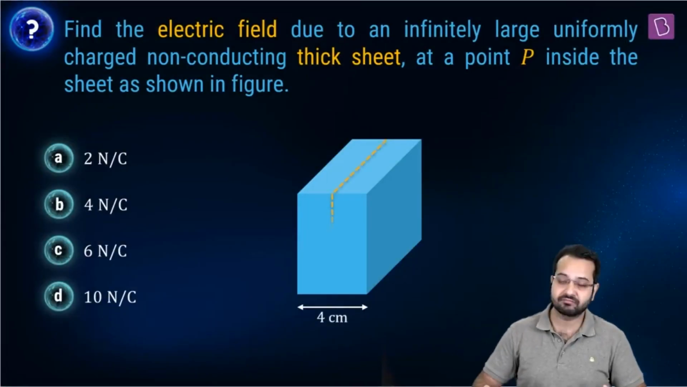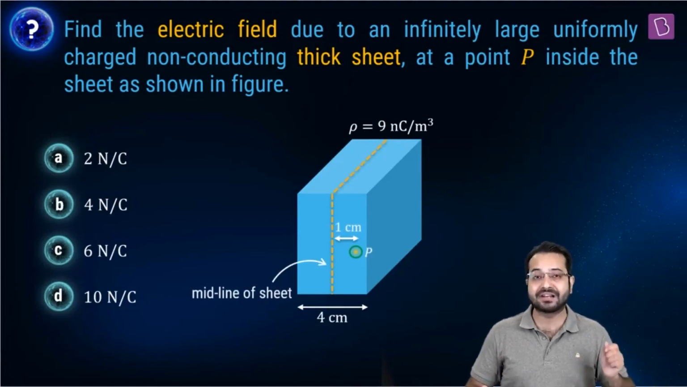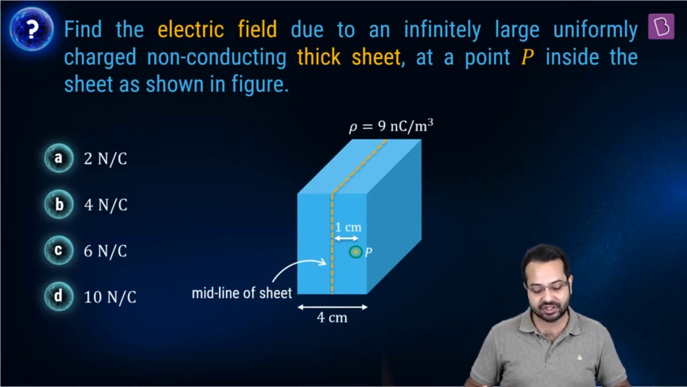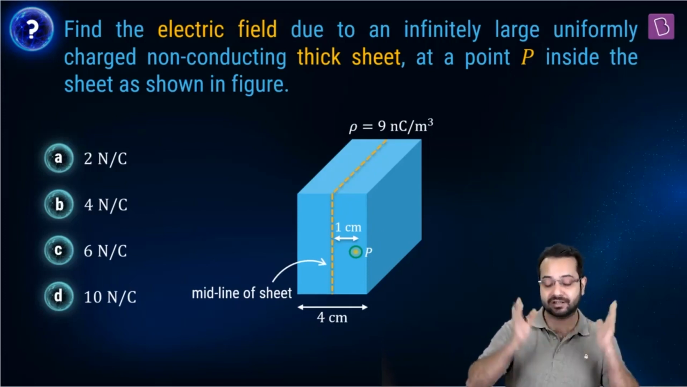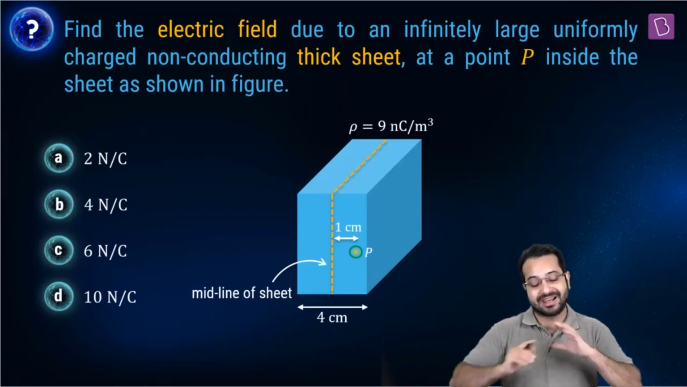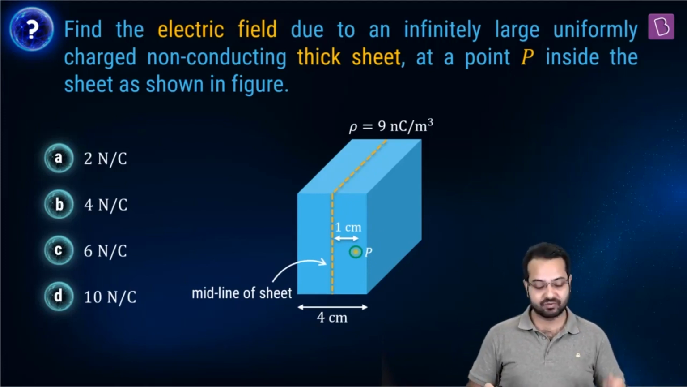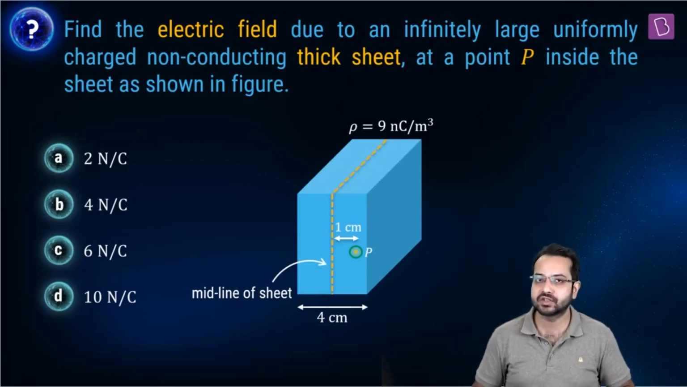All right, another interesting situation. Find the electric field due to an infinitely large, uniformly charged, non-conducting thick sheet at a point P inside, as shown in the figure. Alright, so again it is a non-conducting thick sheet, which means that the charge is in its entire volume. It is infinitely large, that is something we should note as well, and this point is inside this thick sheet.